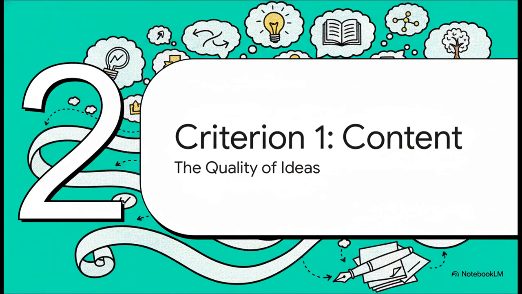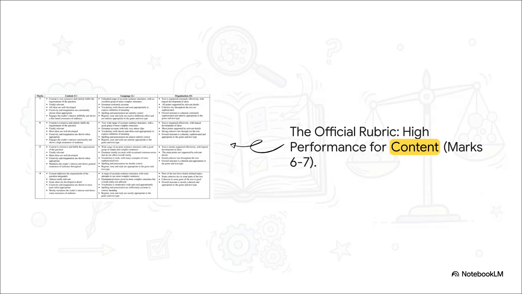Let's start with our first pillar, content. Now, this isn't just about what the candidate is saying, but about the quality of those ideas. Their depth, their relevance, and their maturity. This right here, this is straight from the official rubric. It shows us exactly what top-tier performance looks like. I want you to notice the key phrases they use. Extremely extensive and entirely fulfills the requirements. Ideas that are well-developed and a fine-tuned awareness of audience. This is our gold standard.